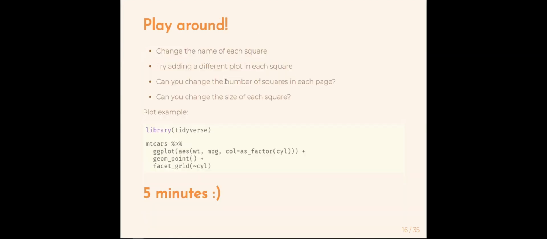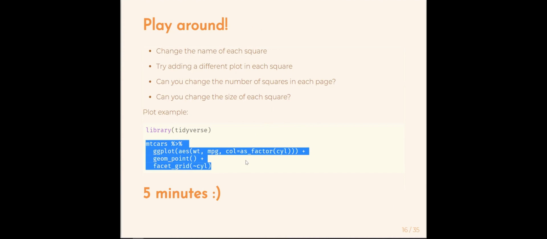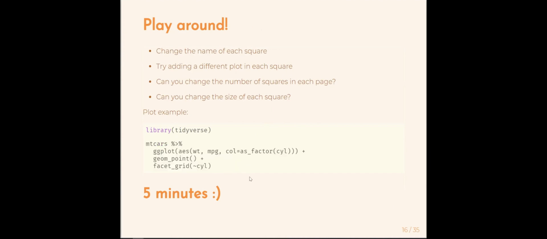So with that, without going through anything else, I would love if you all could just play around. I'll give you 5 minutes. Try to change the name of each square, so instead of chart A, chart B, change it to whatever you want. Try adding a different plot or changing the number of squares or the size. Here's a sample plot from the mtcars data set, just in case you don't want to think about how to use ggplot at this point. I will give you until 10:37, let's say, to try to customize your dashboard.